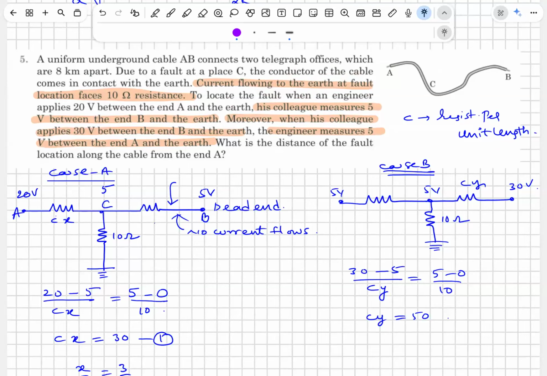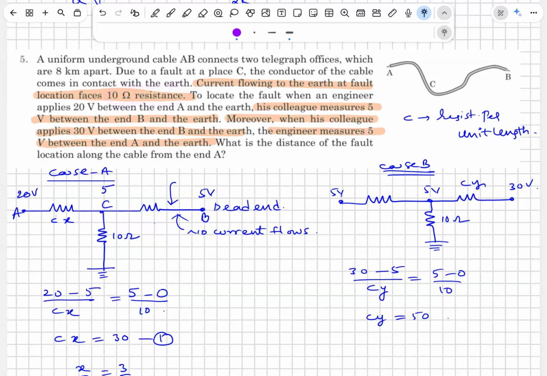Somewhere because of the rubber damage, the cover damage, from there it is earthing, right? But that will spoil the signals of the telegraph wire. Current flowing to the earth at the fault location faces 10 ohms resistance.